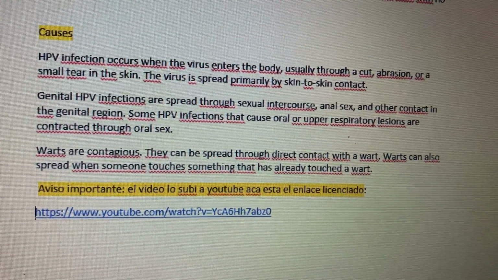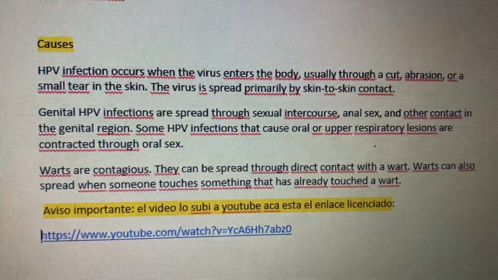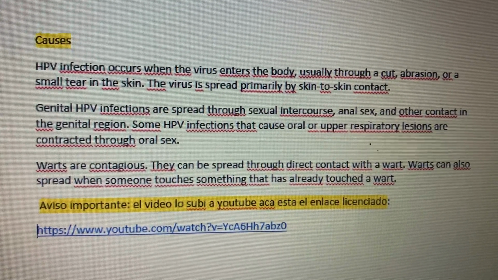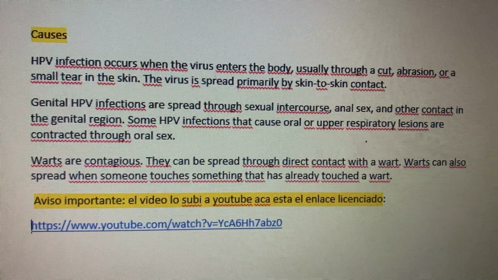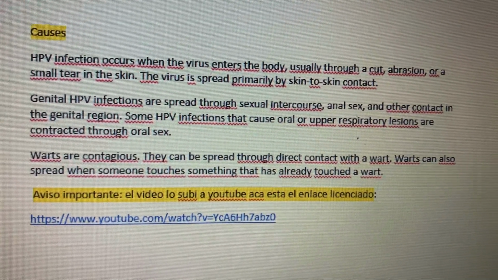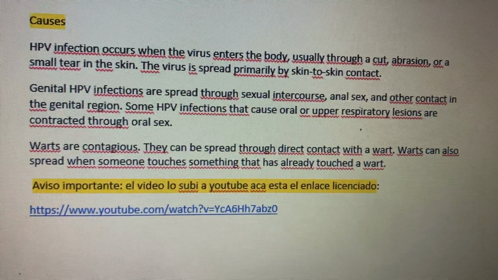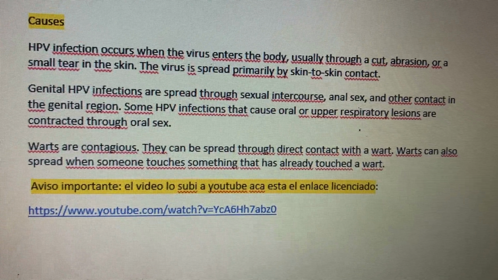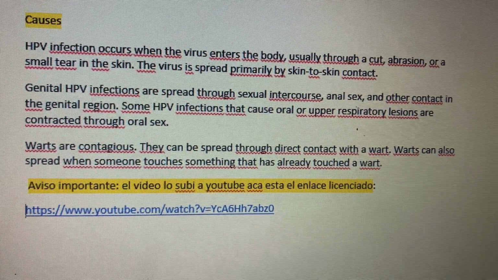Warts are contagious. They can spread through direct contact with a wart. Warts can also spread when someone touches something that has recently touched a wart.